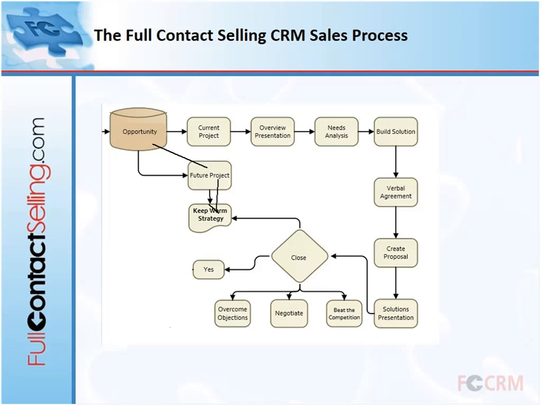So on the current project across the top, we go through things like an interview process, we'll have an overview presentation, we'll do needs analysis, we'll build a solution, get into a verbal agreement, create a proposal, take that to a solutions presentation, and close. And during close, we're going to have overcoming objections, negotiate, and beat the competition. So we're building this process all the time, and in CRM, we want to mark off this process.